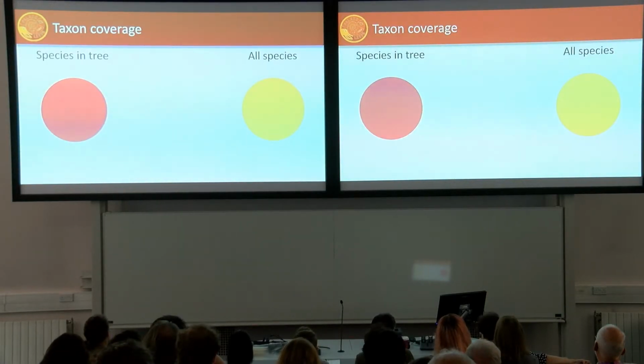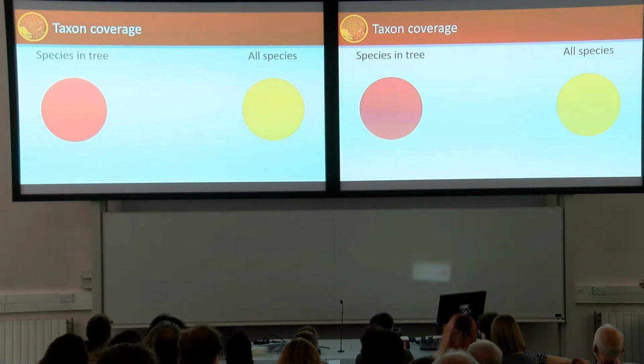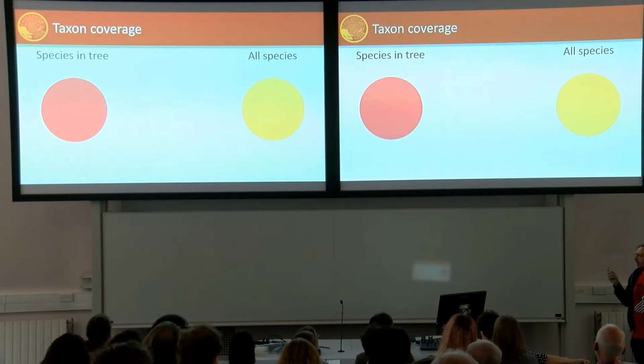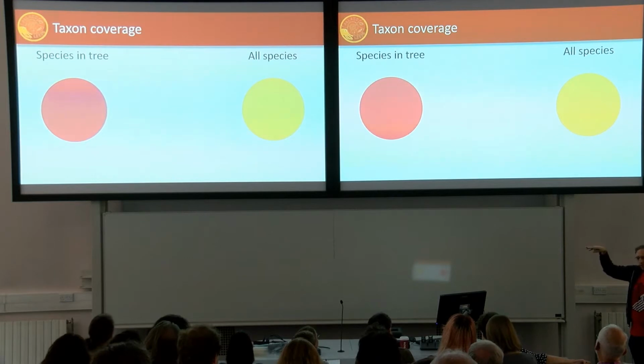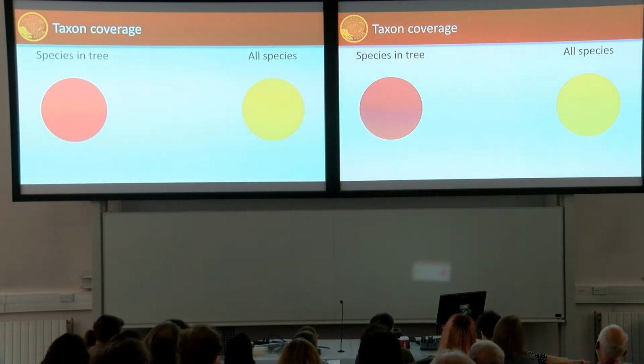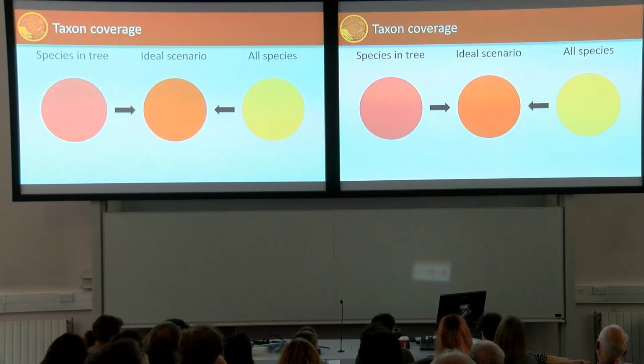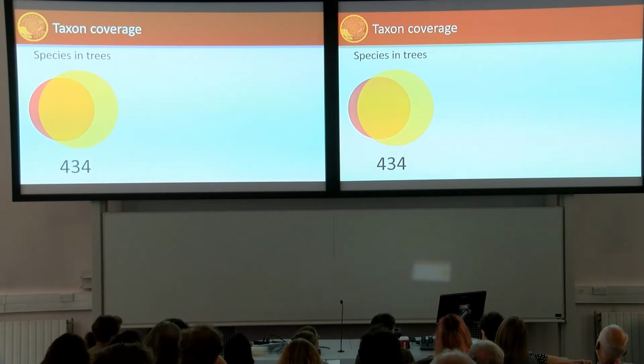So how can we deal with these problems? The first one is taxonomic coverage. Let's imagine we're producing an Euler plot for our data. We have a circle representing the number of species in our tree, another one representing all the possible species. If we did an ideal Euler plot, these two circles would be the same size, they'd perfectly overlap. That's not what we see with the data.